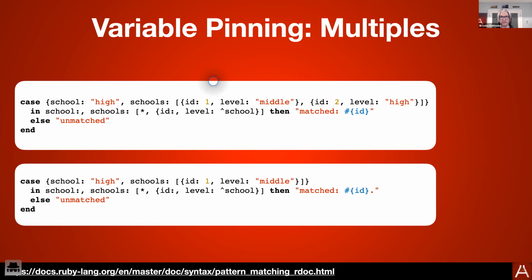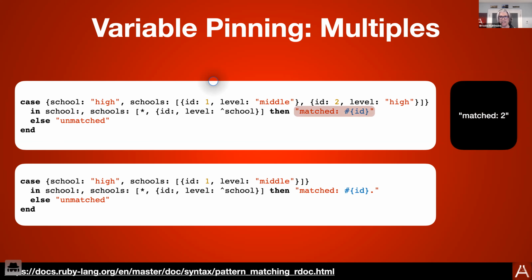So in this case, I'll walk you through this. We have a school and we have an array of schools. In this case, we're coming up with a match ID of 2. So how are we getting that? Let's walk through this together. The way that we're doing this is we're setting the key school.